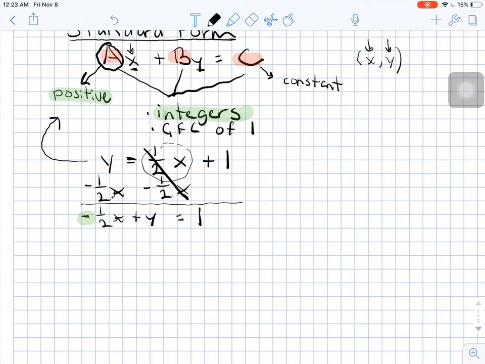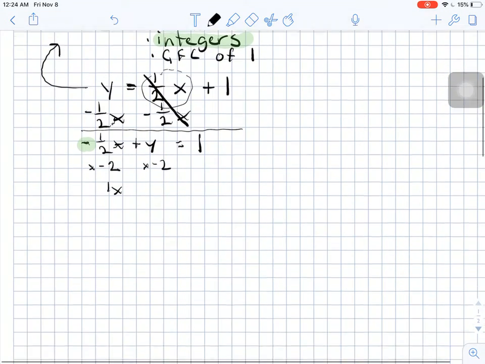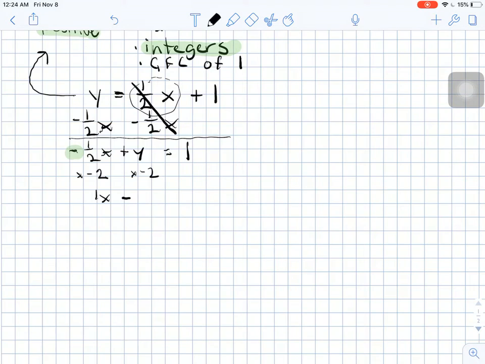If we multiply by negative 2, that will solve our problem, because negative 1/2 times negative 2 is positive 1. However, properties of equality say that if we're going to multiply one thing, we have to multiply everything, the whole equation. That means the y also has to get multiplied by negative 2. It's going to turn into a minus, because positive times negative is negative, minus 2y. And the one on the other side also has to get multiplied by negative 2. 1 times negative 2 is negative 2.